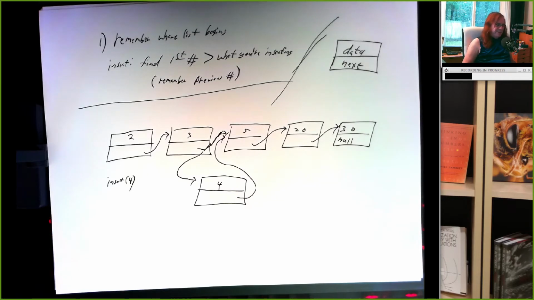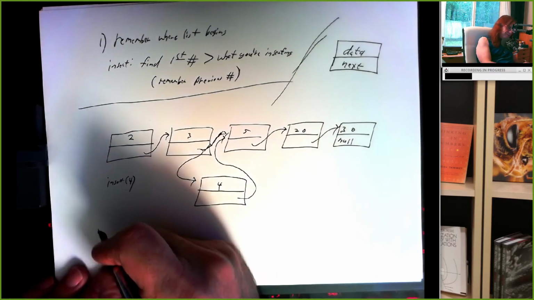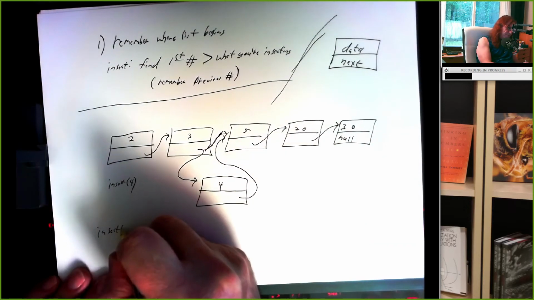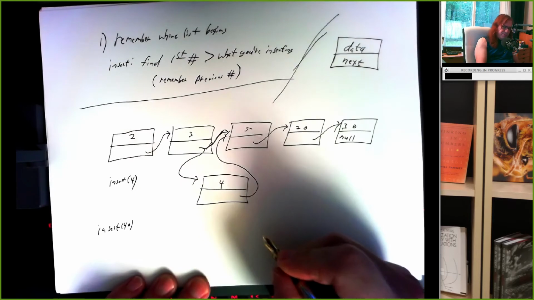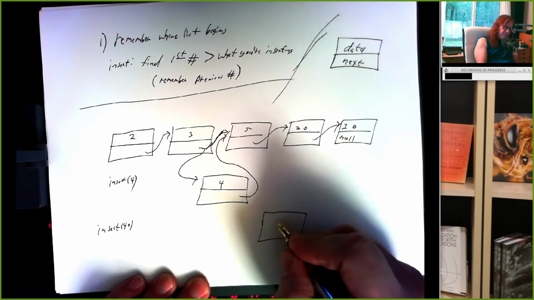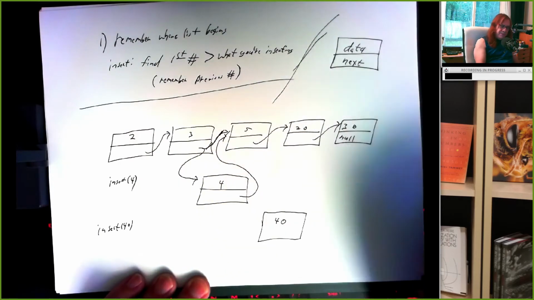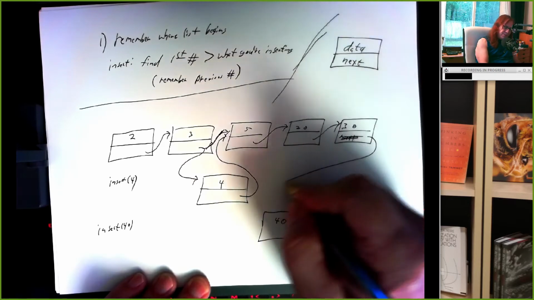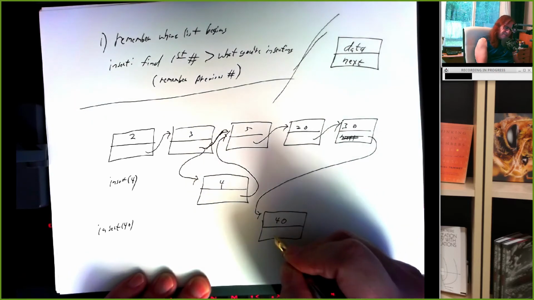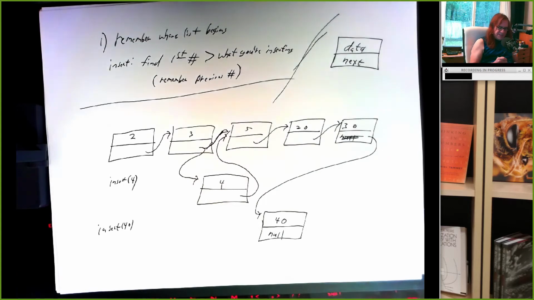How would you add to the beginning and the end? So adding to the end is not a problem. If we want to insert a 40, well, we just make a new block. We put a 40 on there, and we change our 30 to point to that, and we set 40 to point to null to say that's the end.